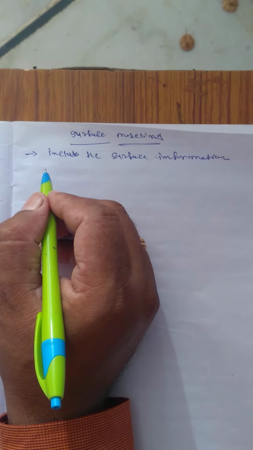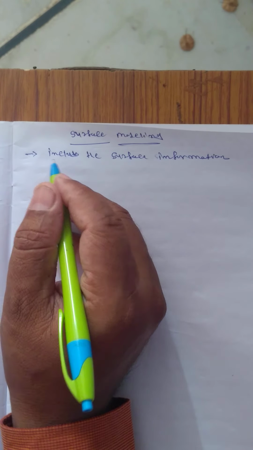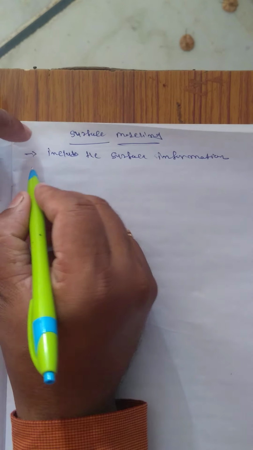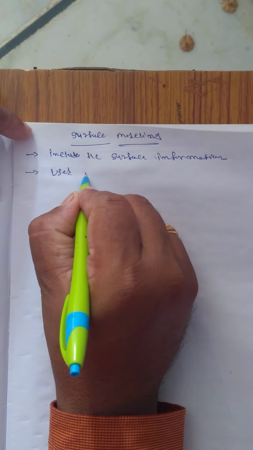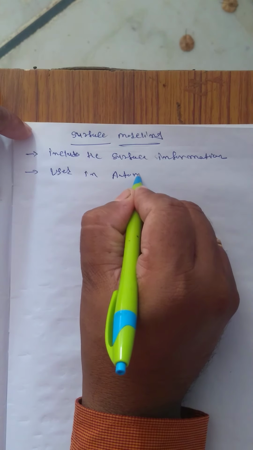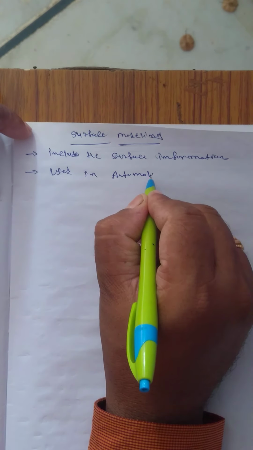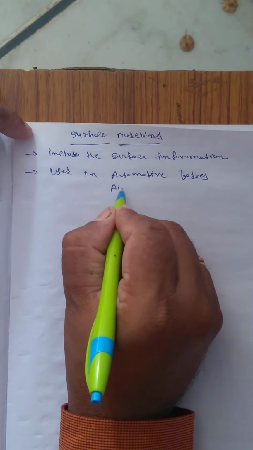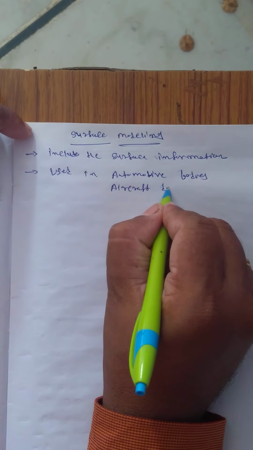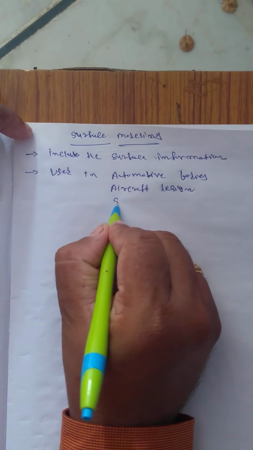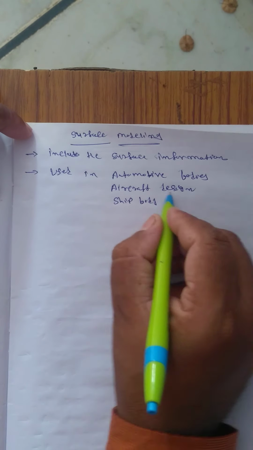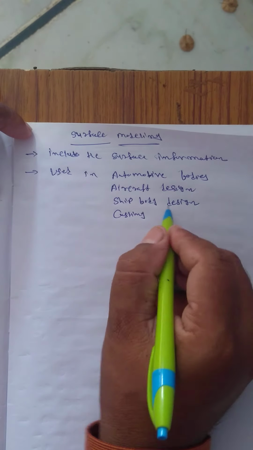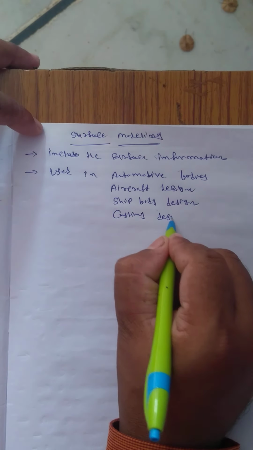It is widely used in automobile bodies, aircraft design, ship body design, and casting design. These are the wide applications of surface modeling.